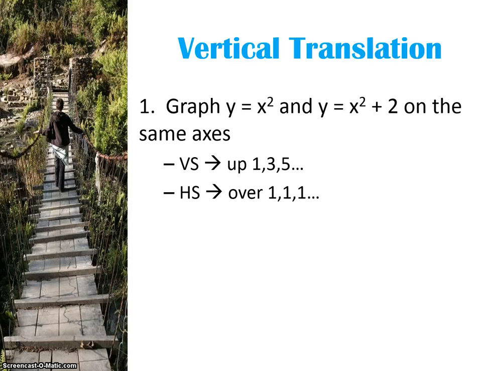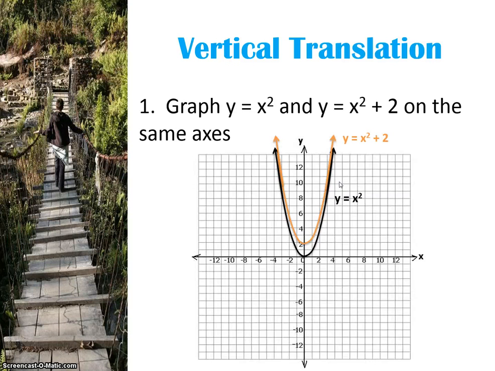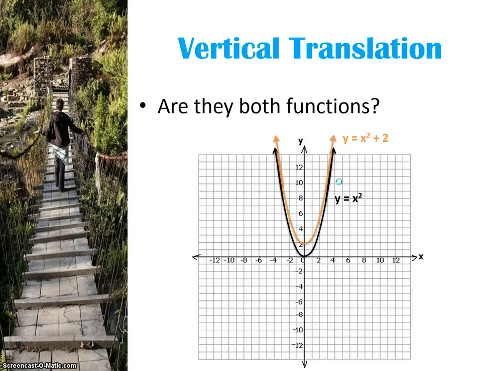But if we had to do it anyway, you can use a step pattern, vertical steps and horizontal steps: over 1 up 1, over 1 up 3, and then over 1 and up 5 from the vertex of each of the equations. And then you should expect something like this. So the original one is the one in black, and the one that's been translated up 2 is the one in orange. Are they both functions? Yes, they are, because for every x value on each of those graphs, you have only one corresponding y value.